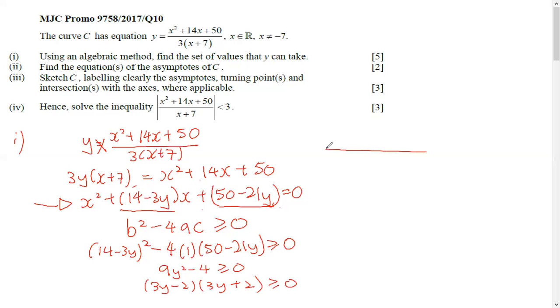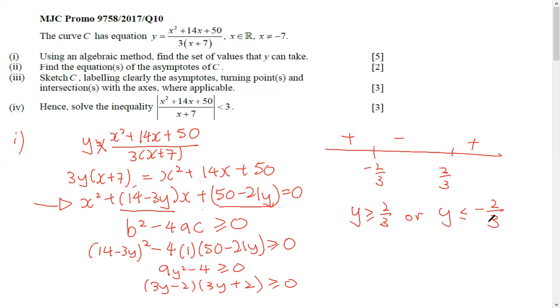We're going to draw the number line. So the two values will be negative 2 over 3 and 2 over 3. We put in the test value. This will be positive, negative, positive. So the values we are going to get here are y more than or equal to 2 over 3 or y less than or equal to minus 2 over 3. This is the answer for the first part.